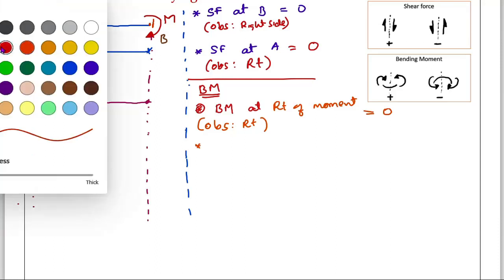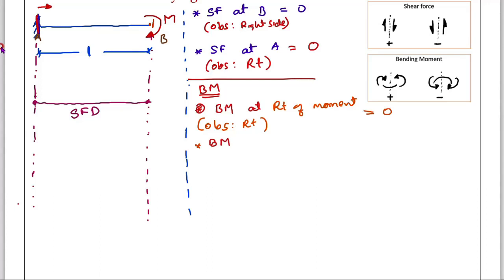Next point is bending moment at left of the moment. Left of the moment means this point. When you consider that one, then observation. Where do you want to observe? The observation I will make again on the right side only. When I observe the right side, I am seeing one moment here. That moment looks like this one. This one means it is negative. Therefore, it is negative M, since only one moment is there.